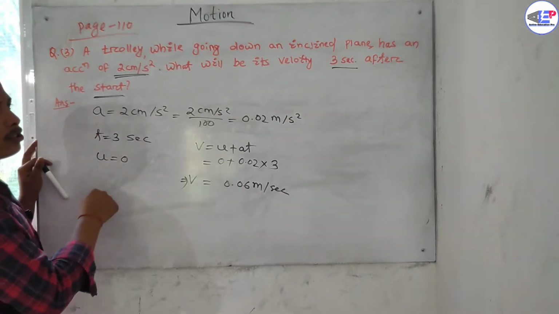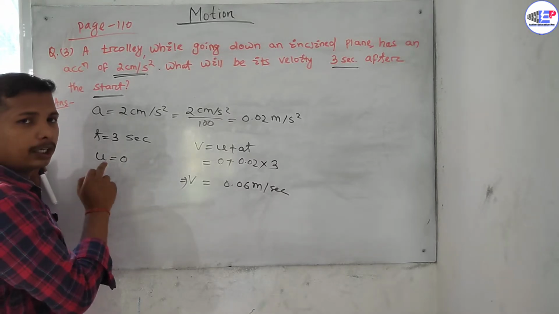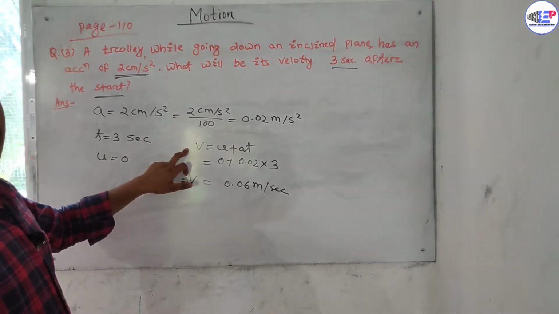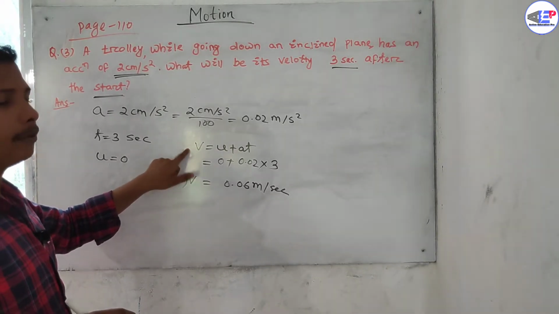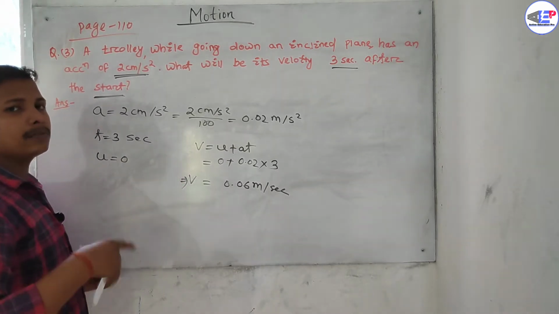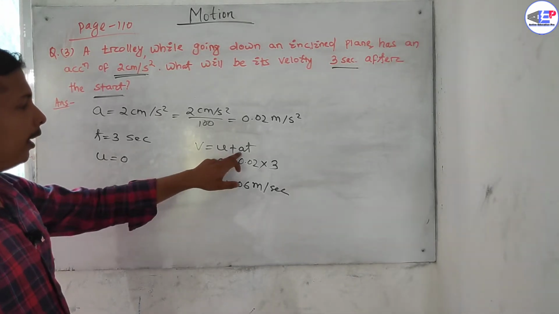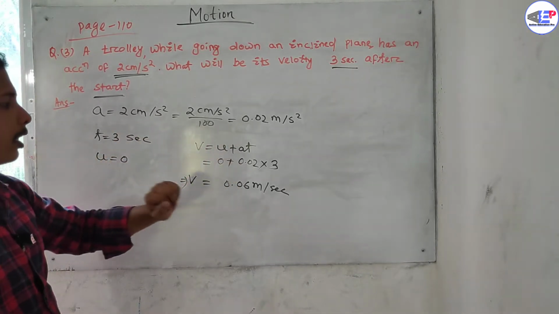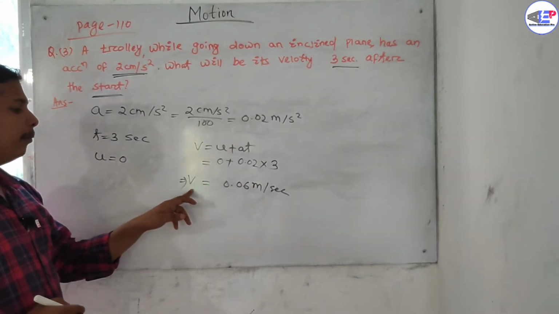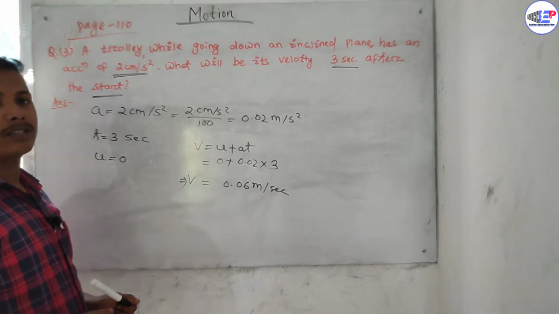As the trolley moves from the starting position, its initial velocity u will be equal to 0. We have to find out the velocity, that means its terminal velocity, that is final velocity. So the equation of motion for finding this value is v is equal to u plus at. Here u is 0, a is 0.02 meter per second square and t is 3. By putting the values, we get that v is 0.06 meter per second. Let us do another example.